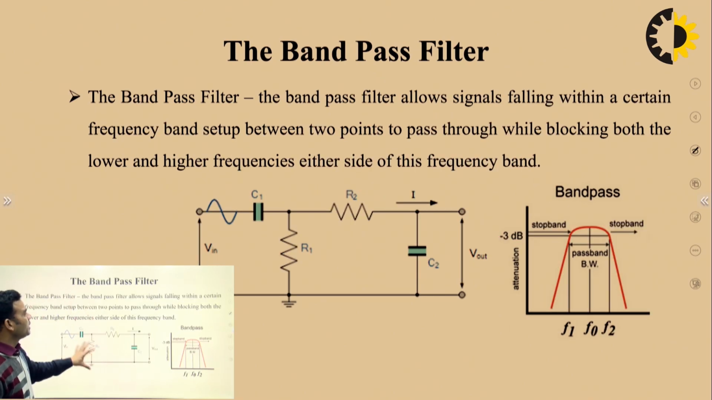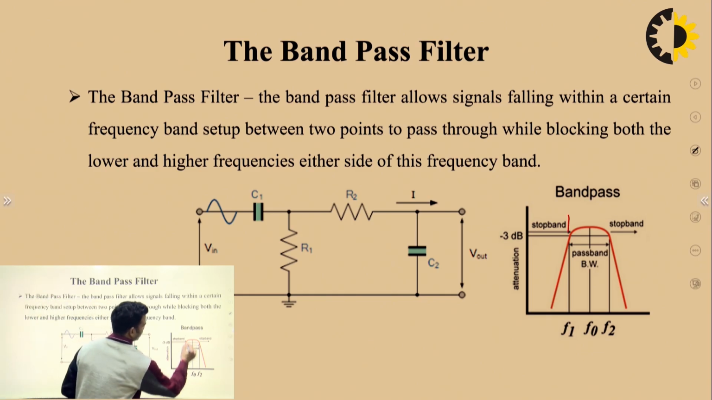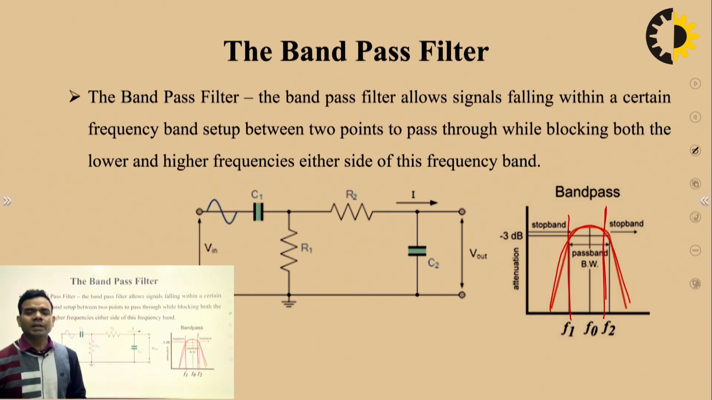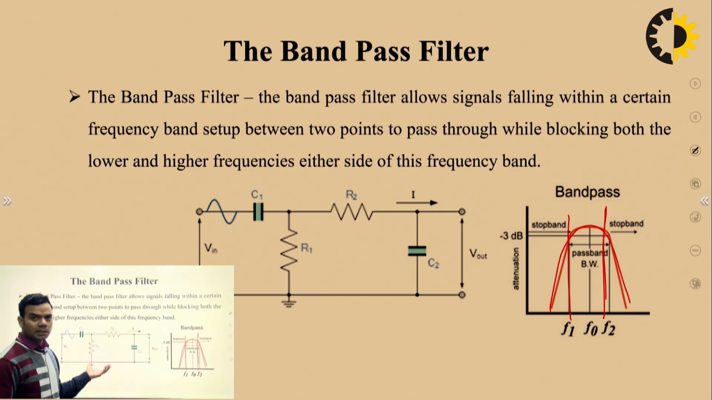Next is the band pass filter. It passes a band of frequencies, ideally between these two. Practically it will be like this. So it is clear from its name that a band pass filter passes a band of frequencies. Obviously this time it is a passive filter because there is no active component associated with this circuit.